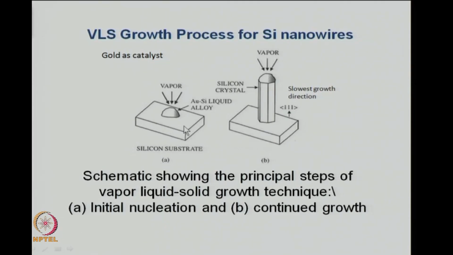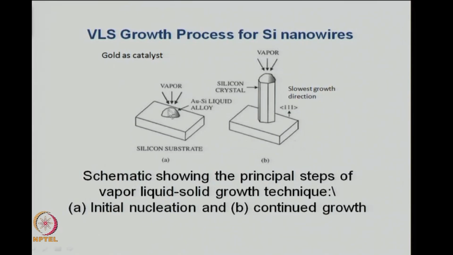You start with a silicon substrate, and on top you have a gold particle. Once you take the temperature above 363 degree centigrade, this gold particle will melt with the silicon substrate which it is touching, and will form a droplet of gold silicon liquid alloy. And the composition of this droplet, if you analyze, will be 18.6% gold and 83.4% silicon, because that is the eutectic composition.